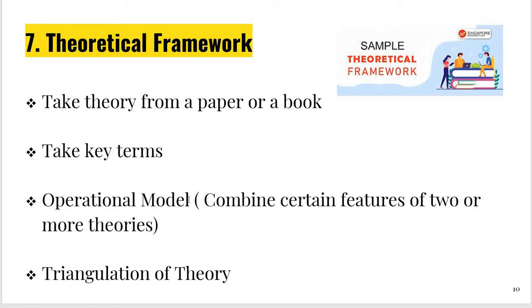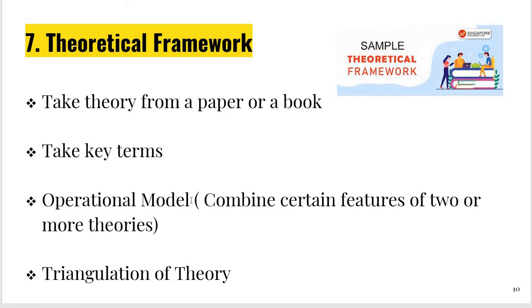You can make an operational model. Operational model means combination of two or more theories. Suppose one theory has 5 aspects. You have taken 2 aspects. Another theory has 5 aspects. You have taken 2 more aspects. In this way, you have made an operational model or operationalized model for your research.